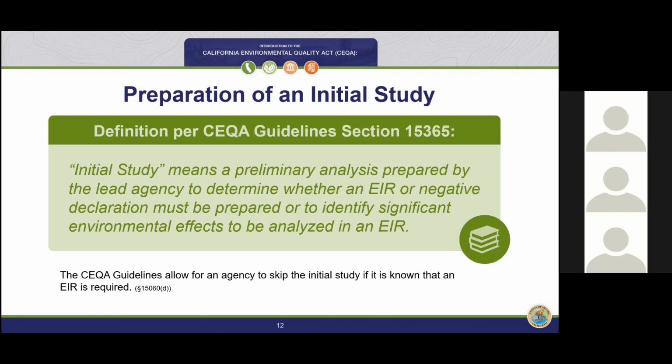Now note, it says whether an EIR or negative declaration must be prepared. You don't necessarily have to go through the initial study process. Just want to be clear that the CEQA guidelines allow an agency to skip the initial study and go right to an EIR. This can be done for a variety of reasons, such as if we know there's going to be significant impacts, or there's a profound amount of public controversy. We might go right to an EIR. So next slide, please, Alex.